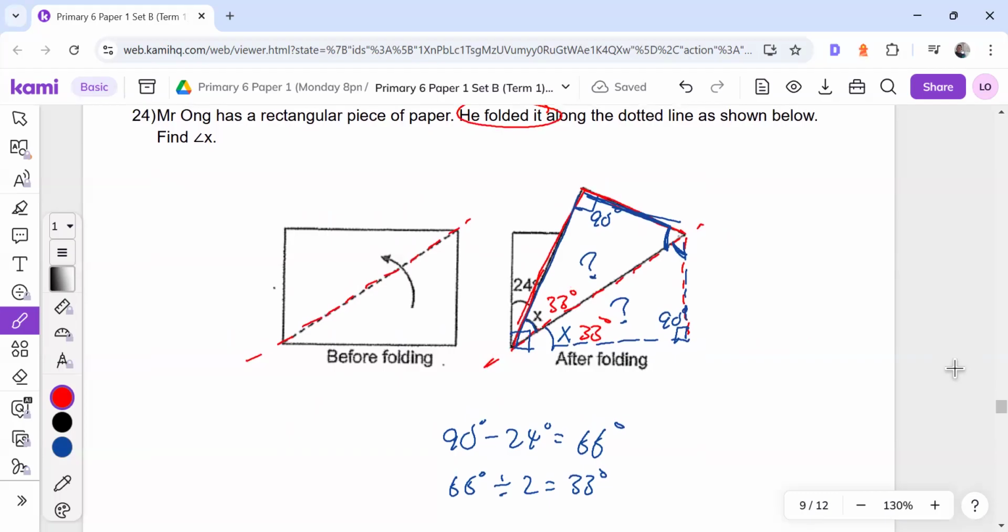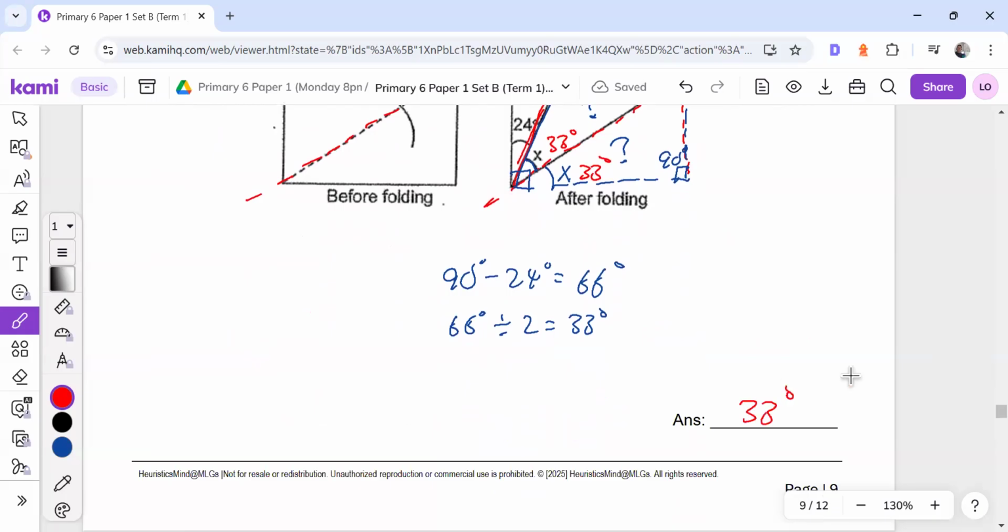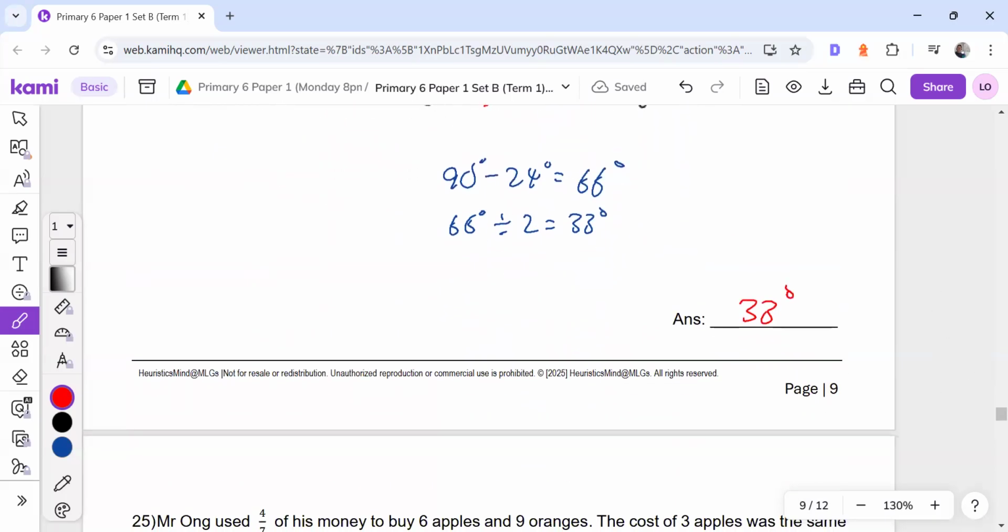Understand? This will come out in angles. This kind of folding will come out in area and perimeter also, in angles. So in angles, area and perimeter, you will see this kind of picture folding. Okay, all this folding. Okay, let's move on to the next one. So answer 33 degrees. Okay, question number 25.